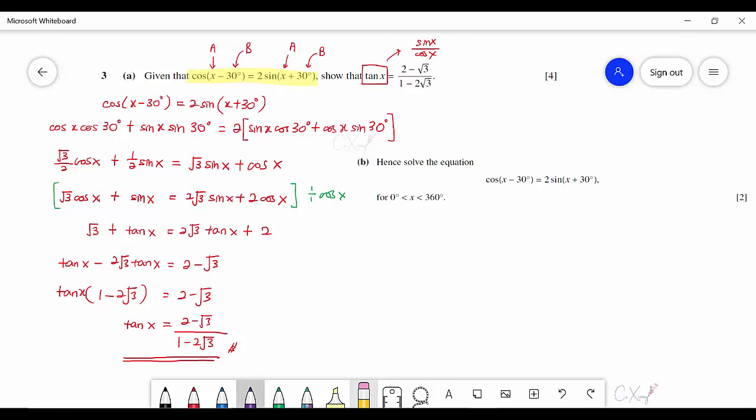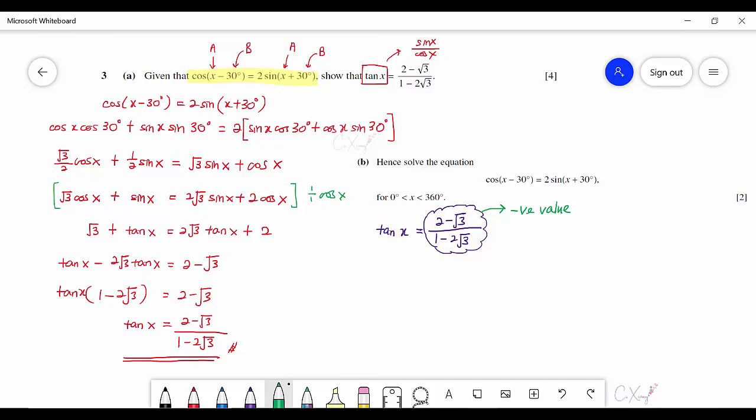So for part B, when you are having tangent x equals to 2 minus square root 3 over 1 minus 2 square root 3, first of all, you have to try and press the calculator. For this value itself, please take note that when you press the calculator, it is actually a negative value.